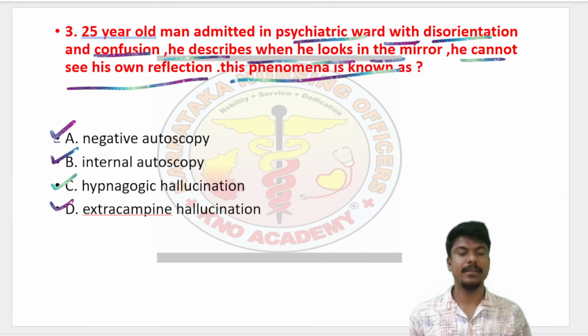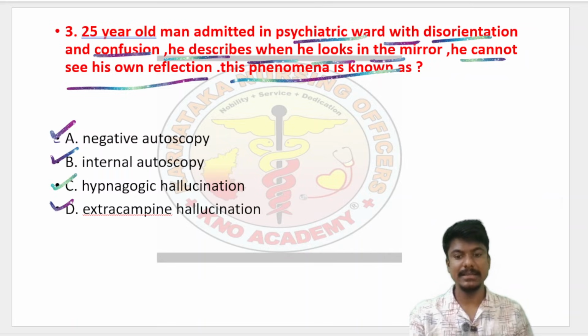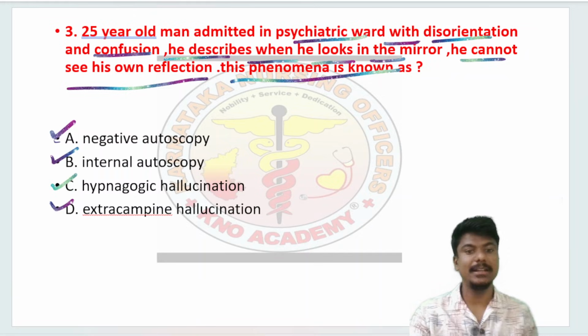So that is your first question. Option A is negative autoscopy. Second option is internal autoscopy. Option C is hypnagogic hallucination. Option D is extracampine hallucination. I'll explain all the options here.